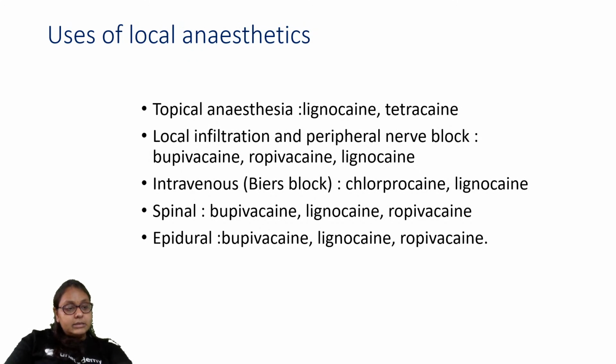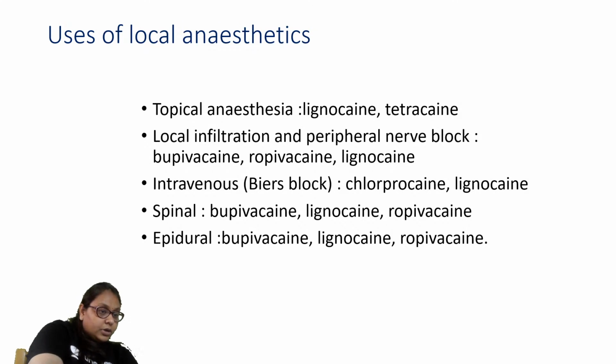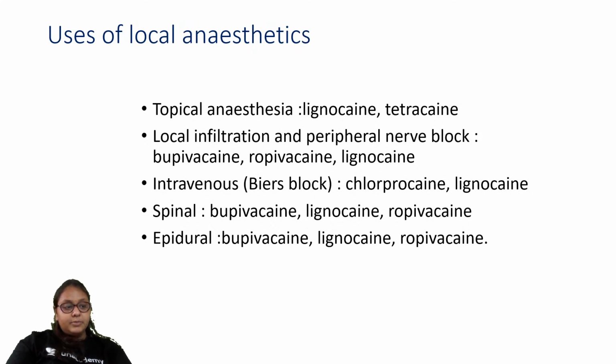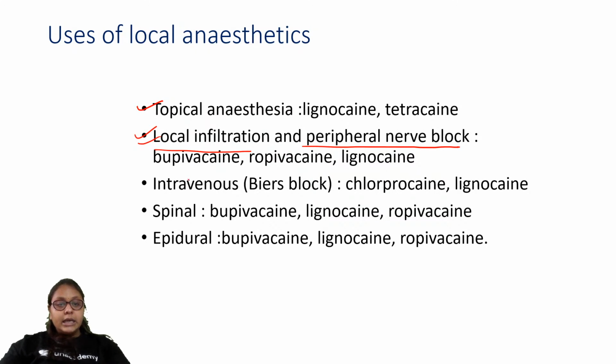Is it clear? Any doubts, friends? If any doubts, please let me know. The uses of local anesthetics, if asked: for topical anesthesia, lignocaine and tetracaine; local infiltration and peripheral nerve block like bupivacaine, ropivacaine, lignocaine; intravenous Bier's block, short acting like chloroprocaine and lignocaine; spinal, bupivacaine, lignocaine, ropivacaine; and epidural.